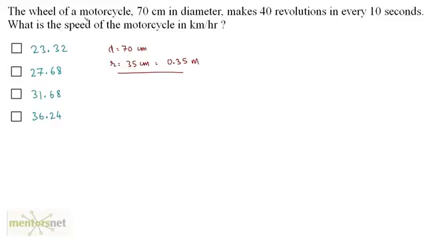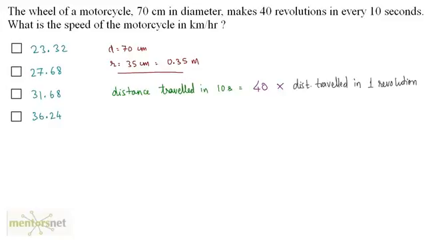Now this wheel of the motorcycle makes 40 revolutions in every 10 seconds. So the distance traveled in 10 seconds will be equal to the number of revolutions times the distance traveled in one revolution. Now what is the distance traveled in one revolution? It is the circumference of the circle. So 40 times the circumference, which is 2 pi r. So 2 into 22 by 7 into r, that's 0.35. 7 times 0.05 gives you 0.35.